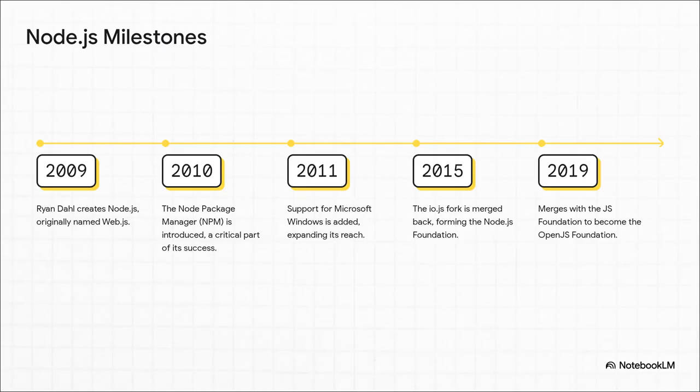And yeah, this new approach absolutely took off. It first appeared in 2009, and just 1 year later, it got its secret weapon, NPM, the Node Package Manager. Think of it like a giant public library of code that let developers share and reuse solutions, which just supercharged development. It expanded to Windows in 2011, and after some growing pains and community changes, it's now safely managed by the OpenJS Foundation, making sure it sticks around for the long haul.